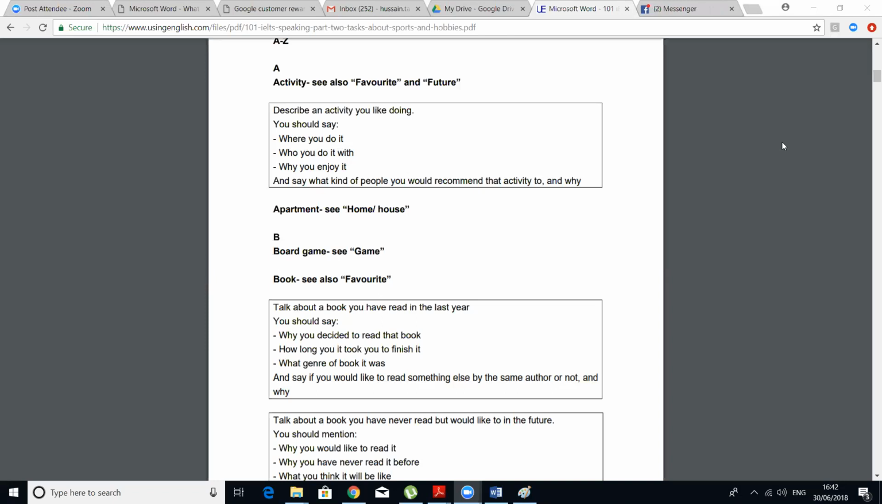Okay, now I would like Farooq to talk about an activity that you like doing, and make sure that you cover all three prompts printed on the cue card. The first one is where you do it, and who you do it with, and why you enjoy this activity, and also say what kind of people you would recommend that activity to and why. Remember that I would like you to be fluent when you're speaking. So I'm not expecting you to have long pauses.